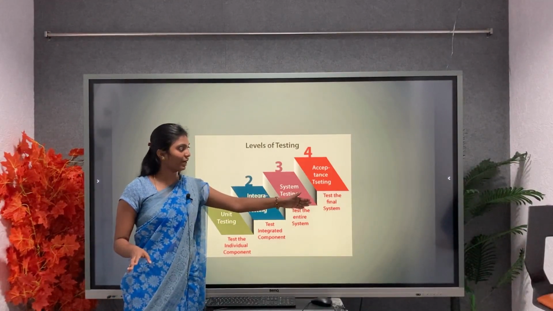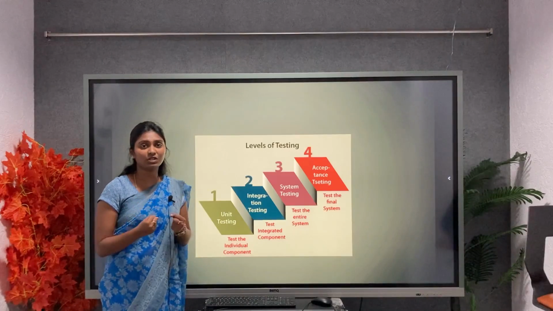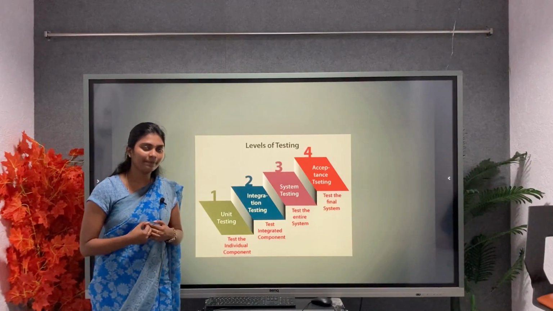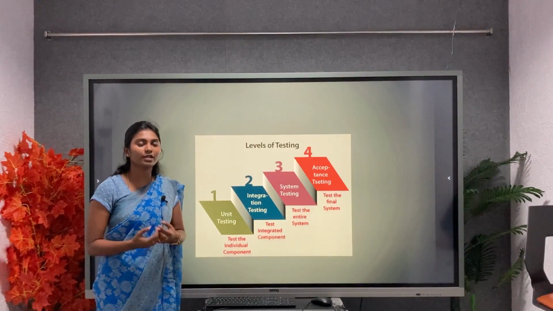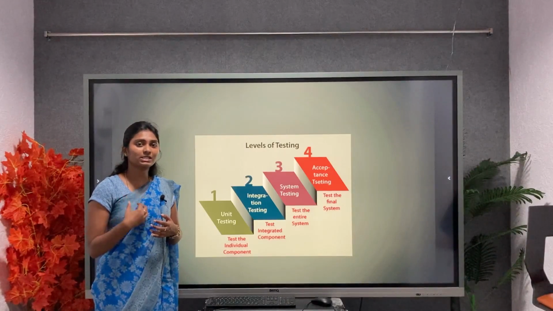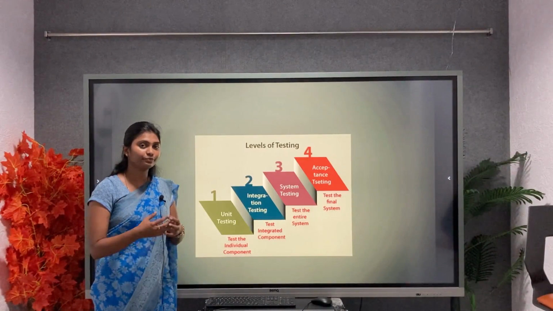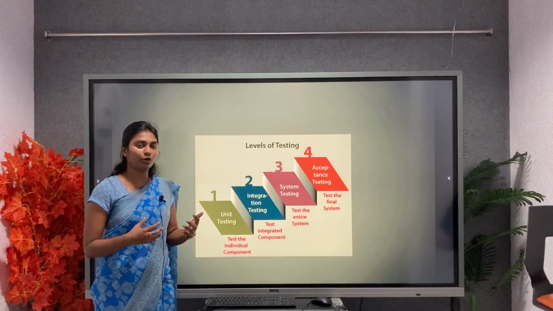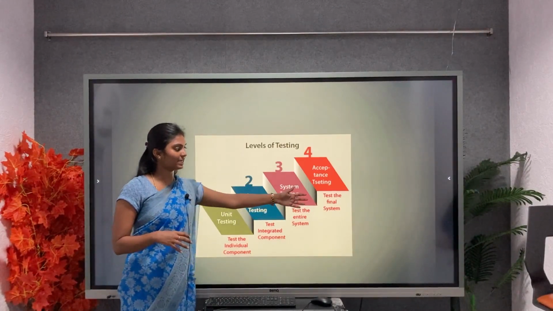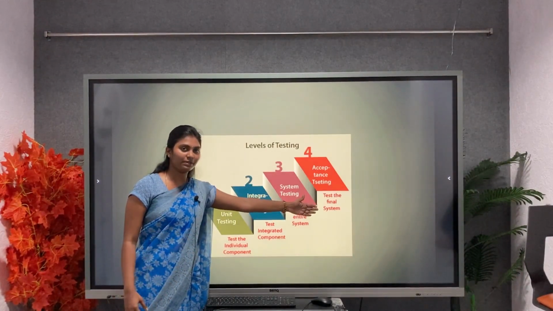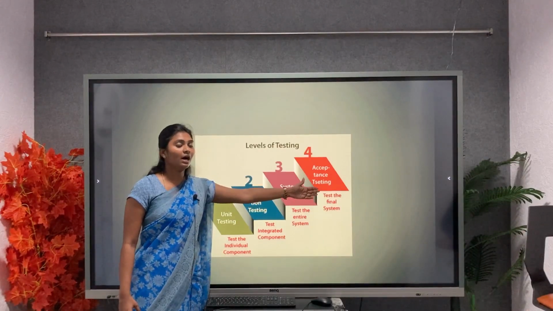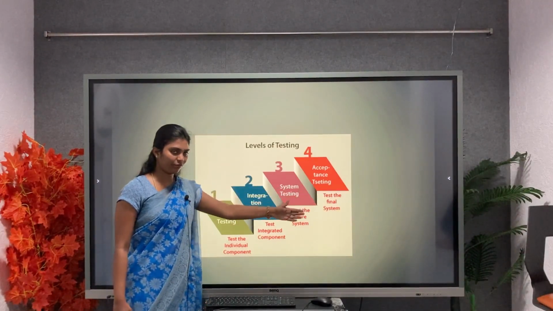Coming to the test of the final system, which is nothing but acceptance testing. Who will accept the system? The user or the customer. The customer will accept the performance of the developer. The user must accept the final product which is done by the maintenance phase. Fine.